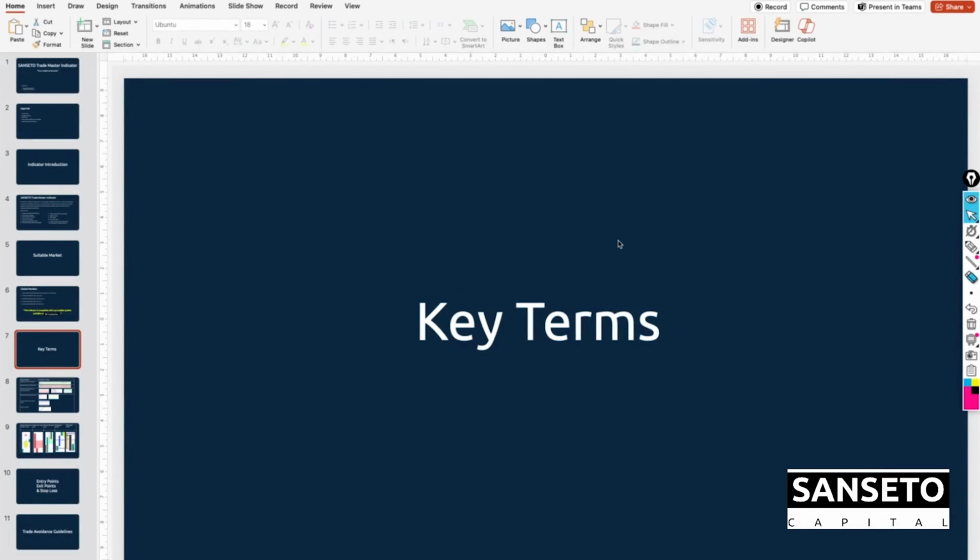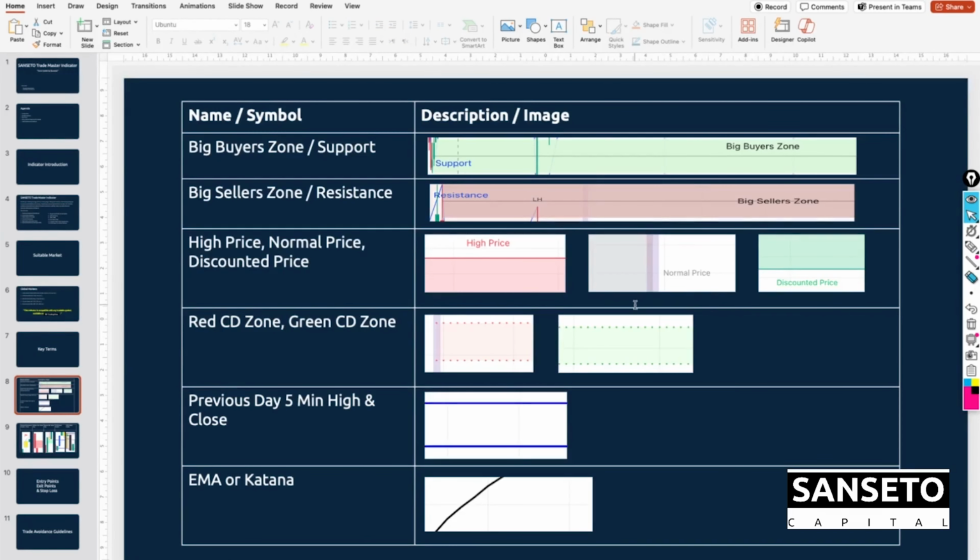Let's understand the key terms before you start using our indicator. These are the key terms you need to be aware of, and mostly you need to remember them as well. Let's start. This is the name or symbol, and you can see a description or image, mostly an image only. The first thing you need to know is the big buyer zone or support zone. You will see all this in the indicator, so we are just giving you a small picture of how it looks.